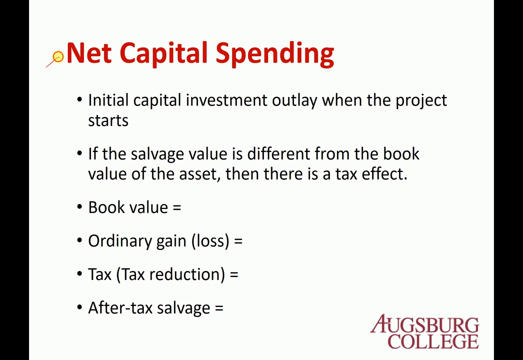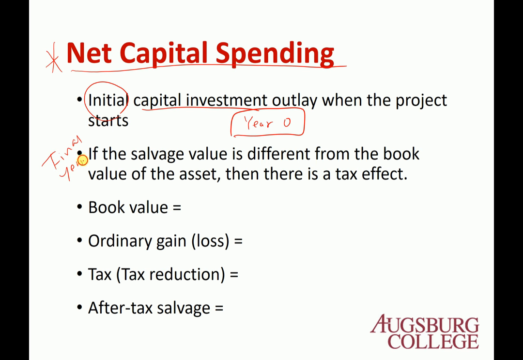Now finally, there's net capital spending. So there are two fixed asset investments. One is the initial capital investment, when you acquire the fixed asset, in the initial year, year zero, the big capital expenditure, usually the price, including shipping, installation, delivery, things like that. So that will be the same as the initial cost of the fixed asset. Now in the final year, when you shut down the project, basically you have to sell the equipment, right? Sell the fixed assets. The market value of that equipment is called the salvage value.